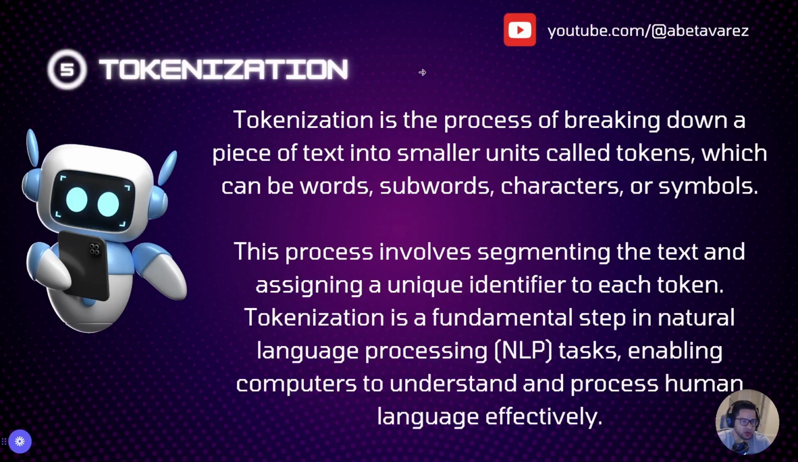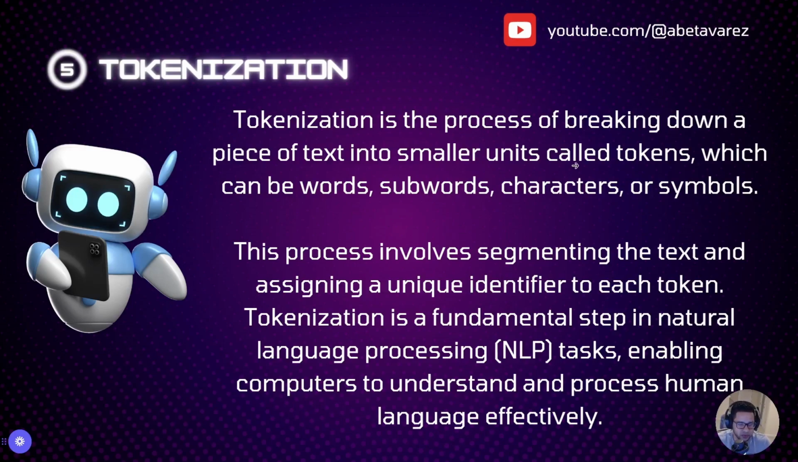So tokenization is the process of breaking down a piece of text into smaller units called tokens, which can be words, subwords, characters, or symbols. This process involves segmenting the text and assigning a unique identifier to each token. Tokenization is a fundamental step in a natural language processing, or NLP, task, enabling computers to understand and process human language effectively.